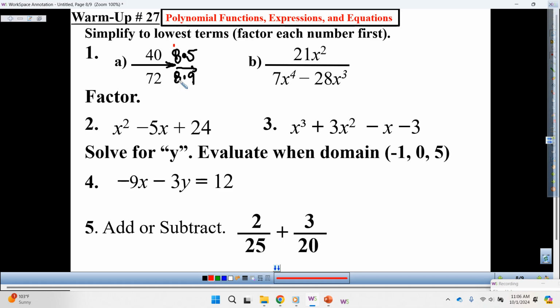What is 8 over 8? 1, which means it leaves us with what? 5 over 9. Copy that, please. Pretty good, huh?